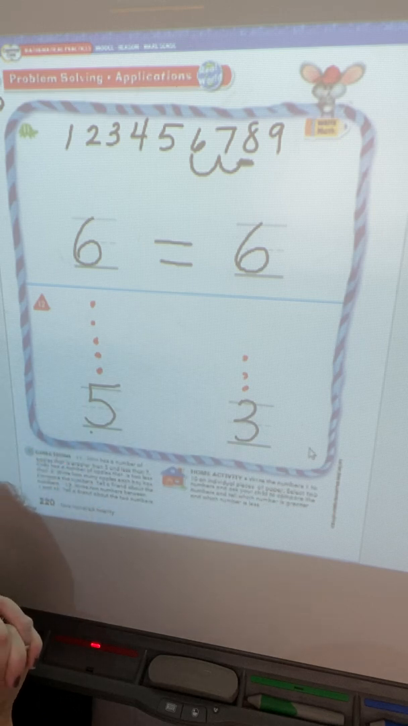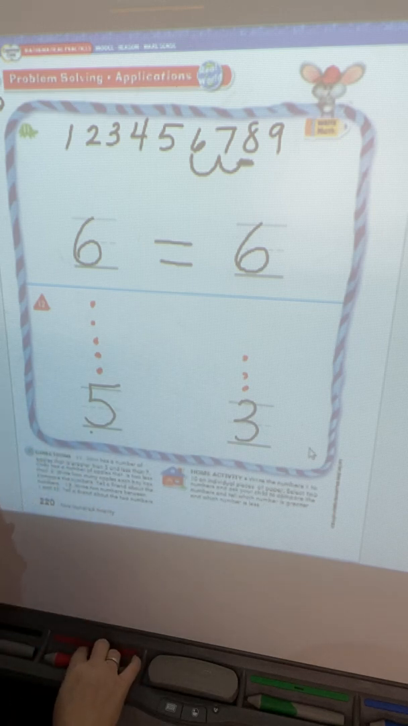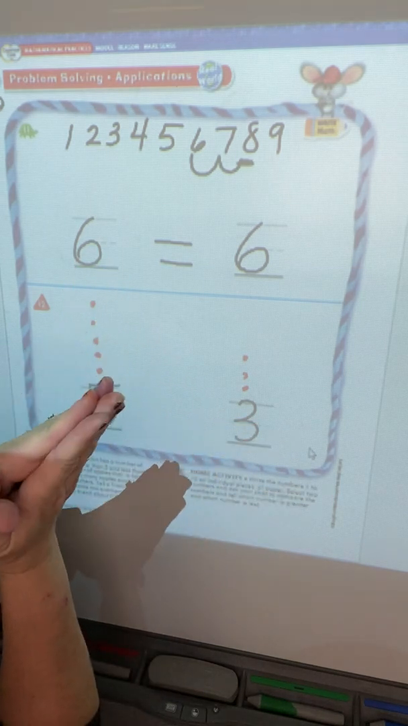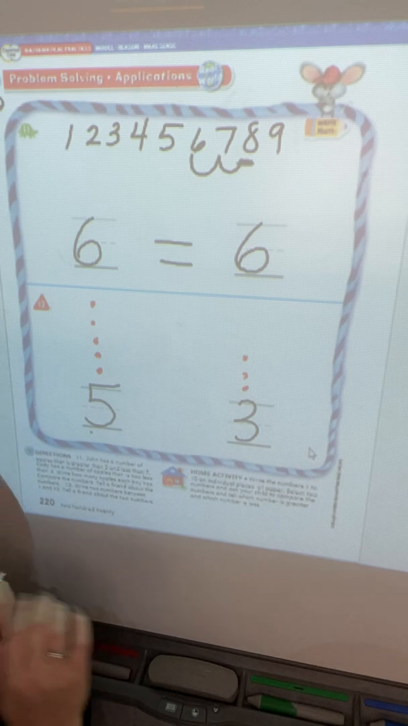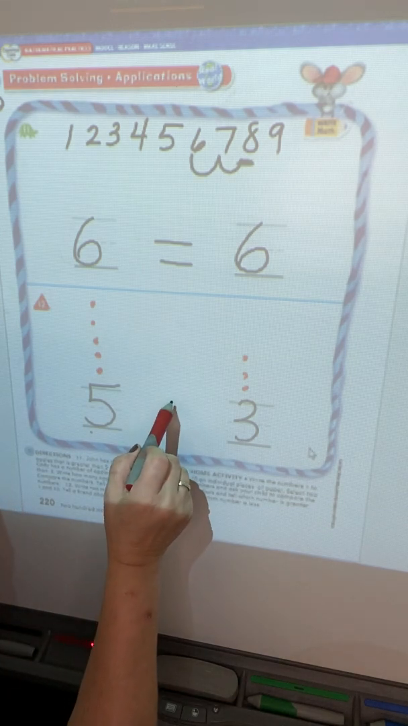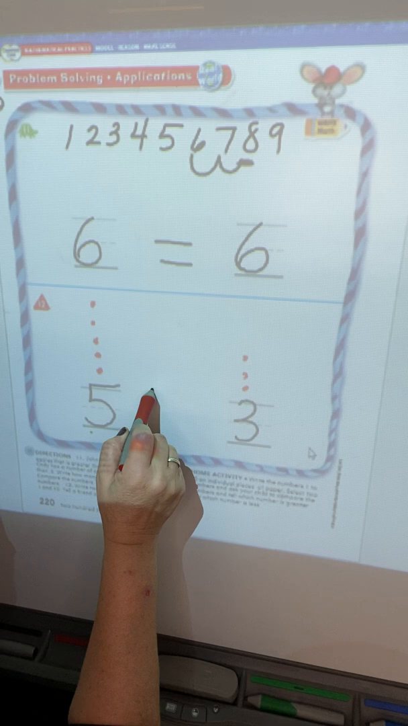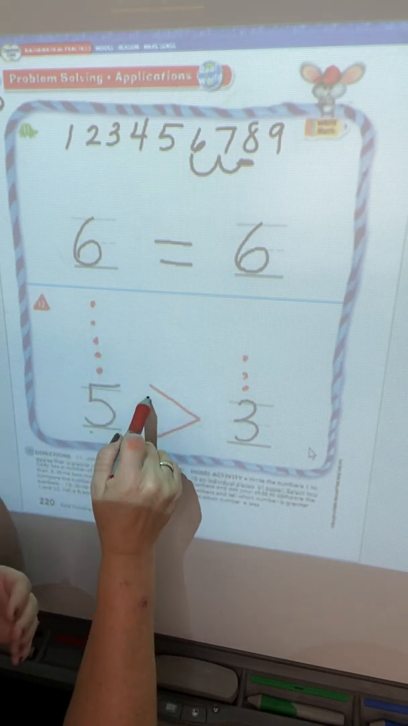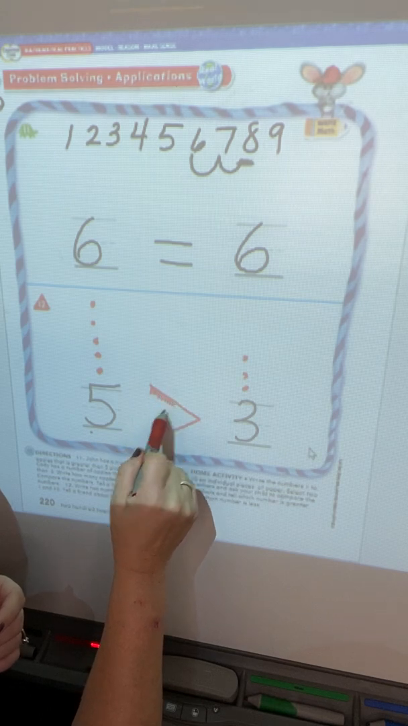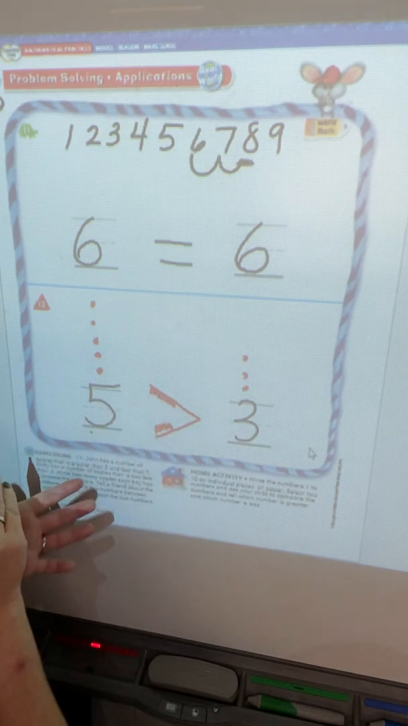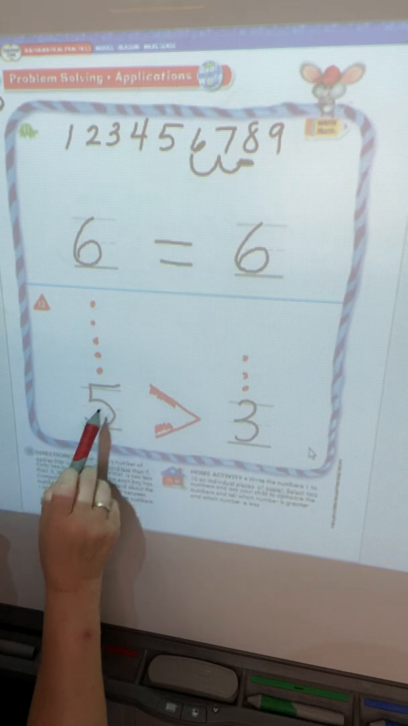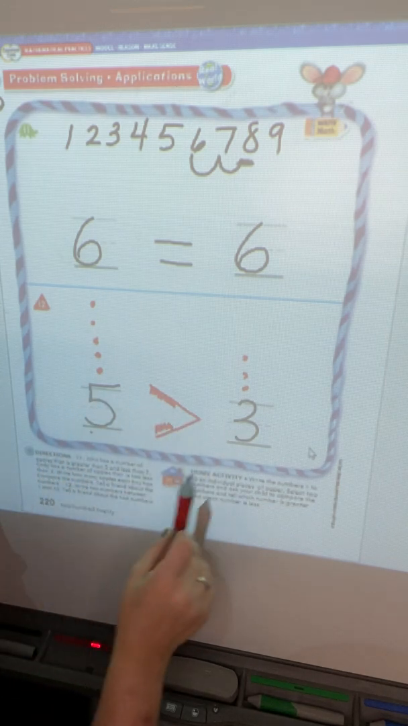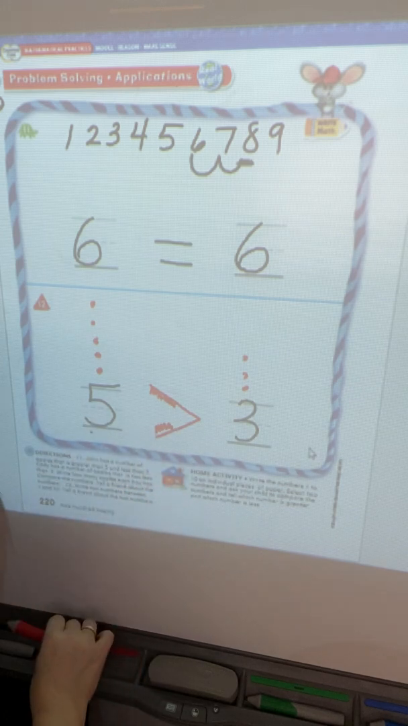I'm going to teach you a symbol. We say that alligators like to eat the biggest number. So I'm going to show you the alligator eating. He's going to point at the little number and try and chomp. I'm going to put some teeth in here. Try and chomp up and eat that big number. This says 5 is greater than 3, or 3 is less than 5.